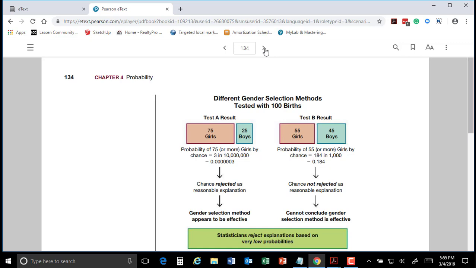So the probability of 75 or more girls is 3 in 10 million. That's why it's really small, the probability of getting 75 or more girls out of 100 births. And then B. There's such a small probability that they're saying to statistically reject the explanations. I wanted to show you the counting rules.